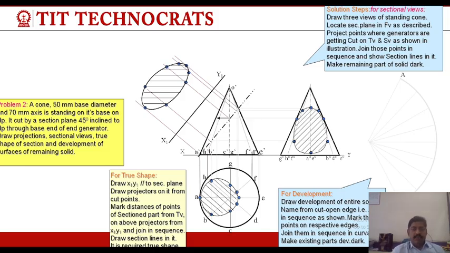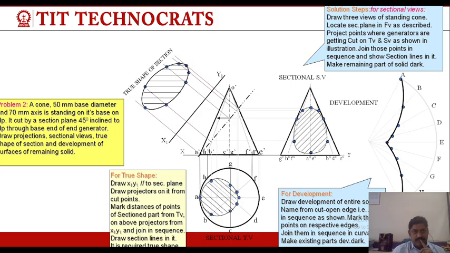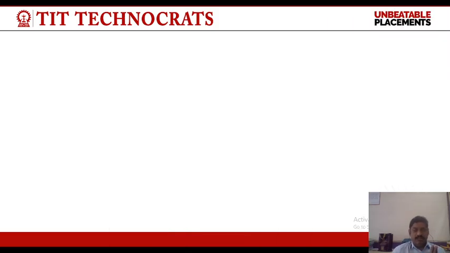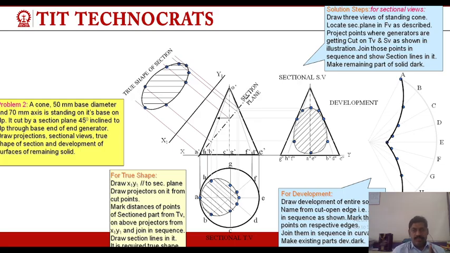First we have to find theta, then draw a line with the help of capital R, draw the length and draw a curve. Now count A, B, C, D, E, F. This is the curve of the development of the surface. This is the true shape of the section. This is the sectional side view. This is the sectional top view. And this is the development of this surface.